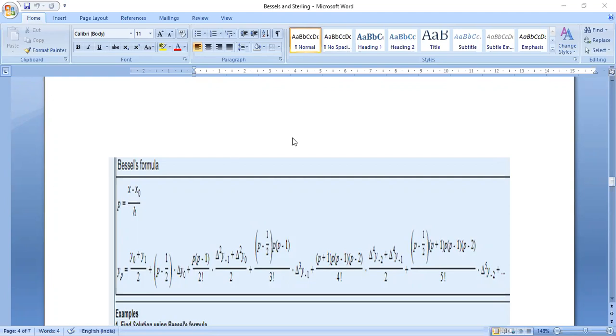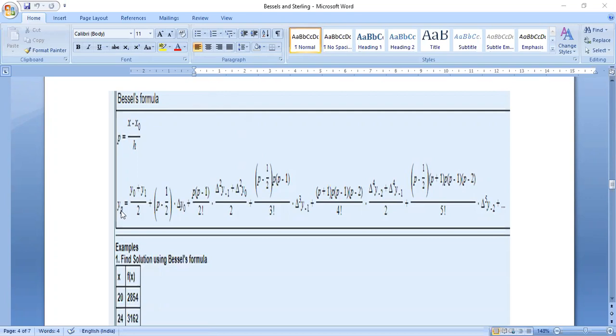In today's video lecture, we are going to discuss Bessel's formula. This is the formula for Bessel's interpolation: yp is equal to y naught plus y1 divided by 2, plus (p minus 1/2) into delta y naught, plus p into (p minus 1) divided by 2 factorial into (delta square y minus 1 plus delta square y naught) divided by 2, plus (p minus 1/2) p into (p minus 1) divided by 3 factorial into delta cube y minus 1, and so on.